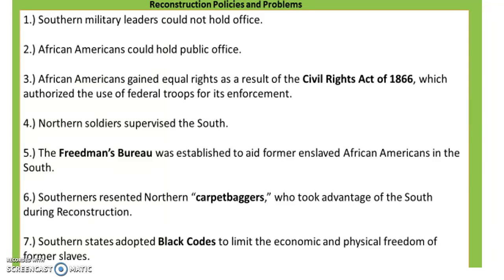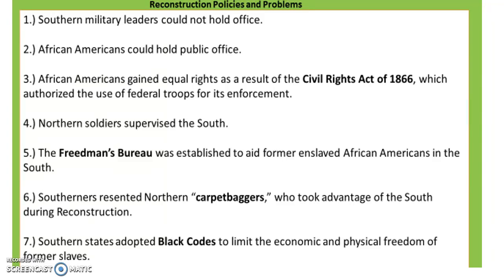Alright, number one, it says Southern military leaders could not hold office. What that basically meant was that Southern military leaders could not serve in the federal government because they were not trusted by the Republicans in Congress to be loyal to the Union again and outlaw slavery and basically get back in line with the Union and do what they're supposed to do. So they couldn't hold public office. They couldn't serve in the government. They could later on, and that had negative consequences.